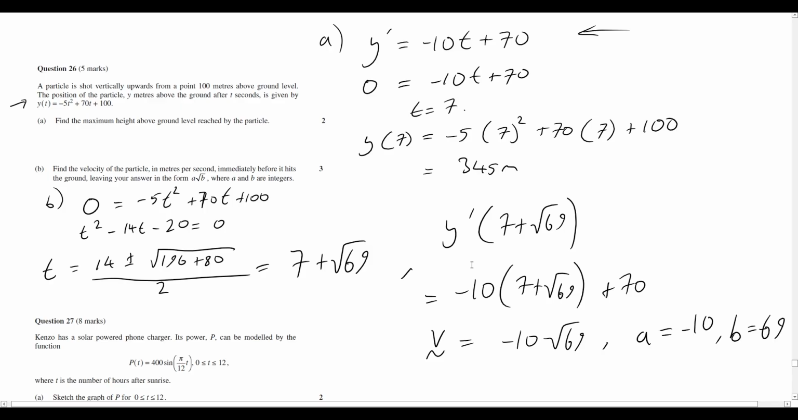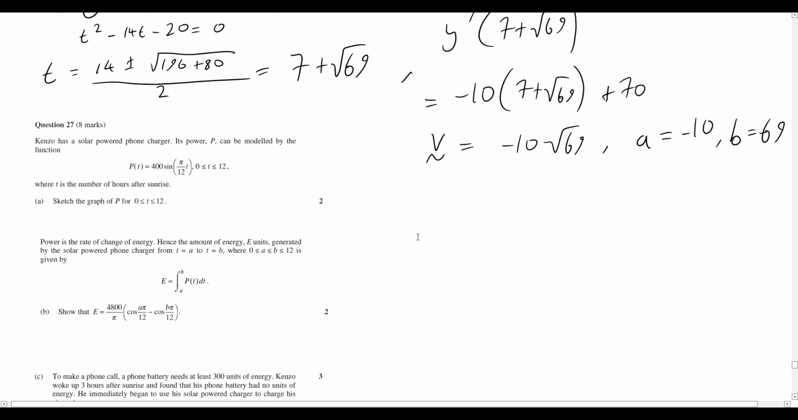Okay, fantastic. So now moving on to question 27, our first 8-mark question. This is going to be a little bit of a doozy, but I think we can get through it. Kenzo has a solar-powered phone charger. Its power P can be modeled by the function P of t equals 400 sine of pi over 12t, where t is between 0 and 12, where t is the number of hours after sunrise.